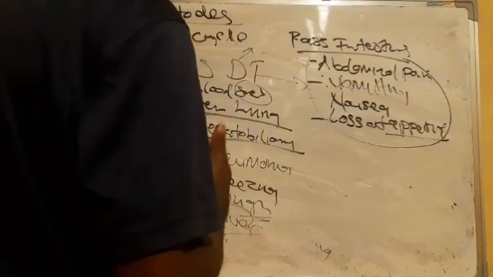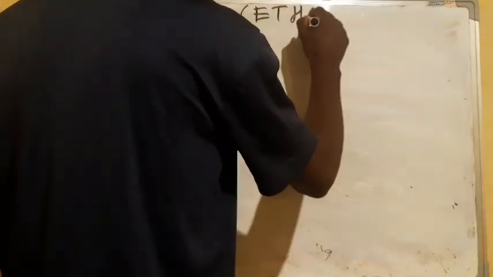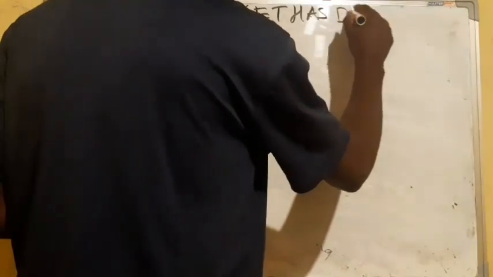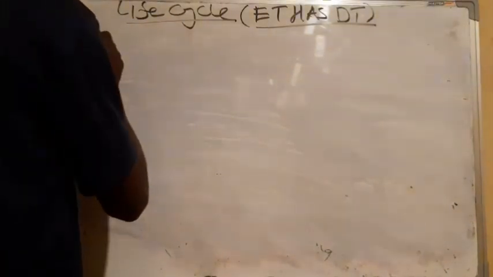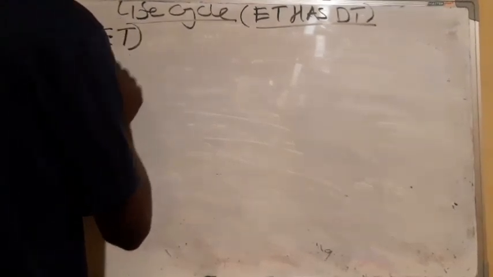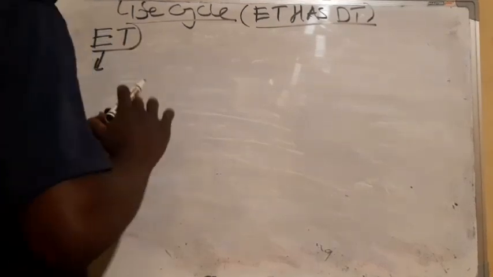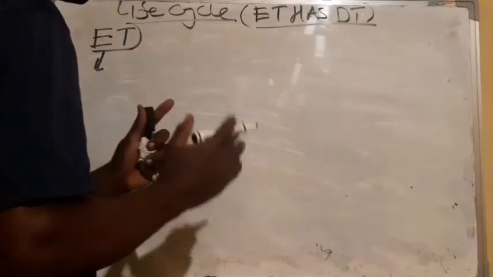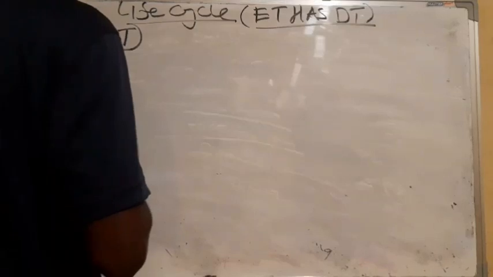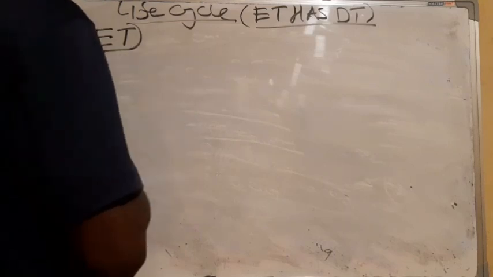So let's now talk about the life cycle. How can we remember the life cycle of each of these? Remember, ET. These are completely intestinal. They do not involve the tissue stage in their life cycle as they develop. So they cause the infections in the large intestine.